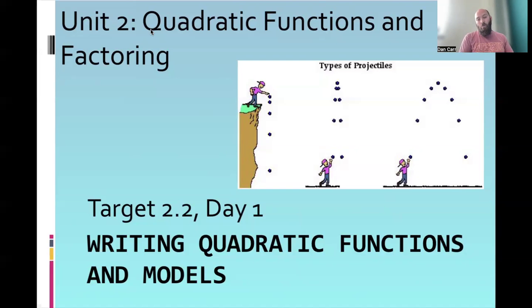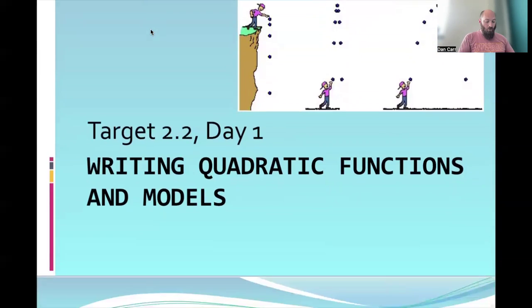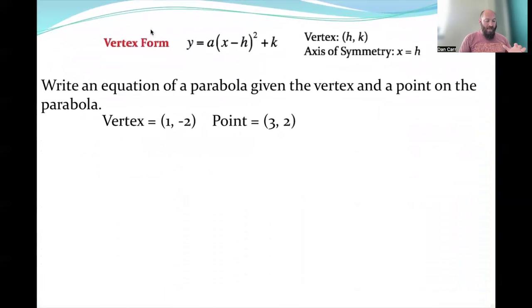Today we're going to be looking at 2.2 day one. This is going to be taking some of my information and we're going to use that to write quadratic functions and models. Sometimes we just have some basic information like this. Write an equation of a parabola given the vertex and a point on the parabola.